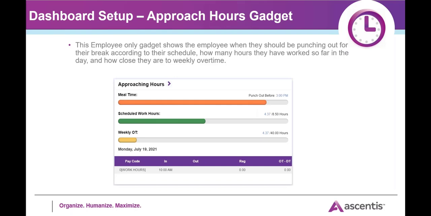As of right now, this is an all or nothing gadget. So you either have to see all these options or none of them by taking the gadget away. You can't pick and choose to only show the mealtime and not the scheduled work or the weekly overtime.